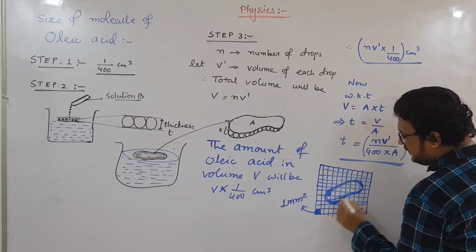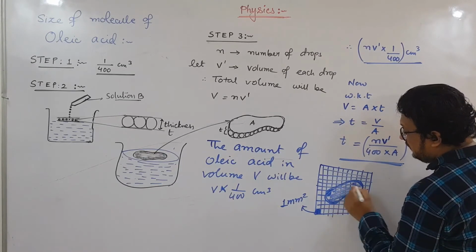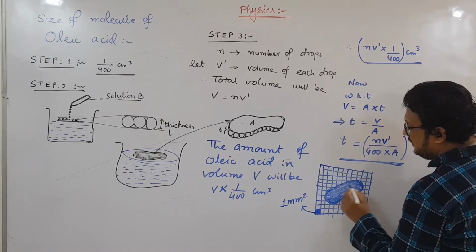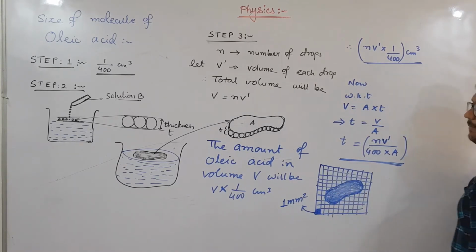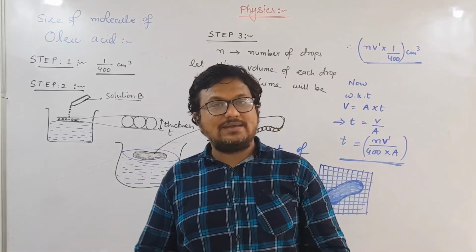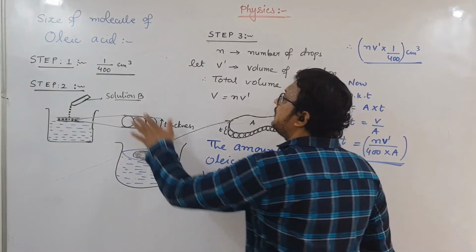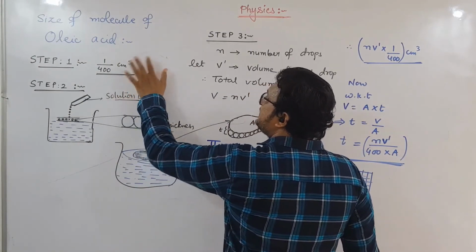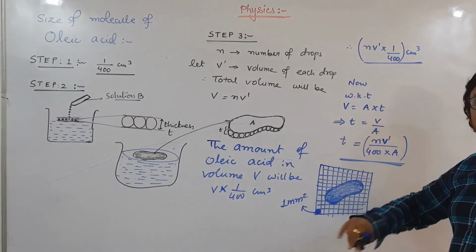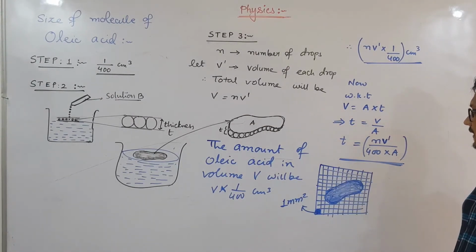So this will give you the area of the layer of oleic acid in mm square. And we know how to convert mm square into centimeter square. Here all our given quantities are in centimeter. We have taken centimeter as our standard for this measurement. So mm can be easily converted into centimeter, right, so mm square can be easily converted into centimeter square.